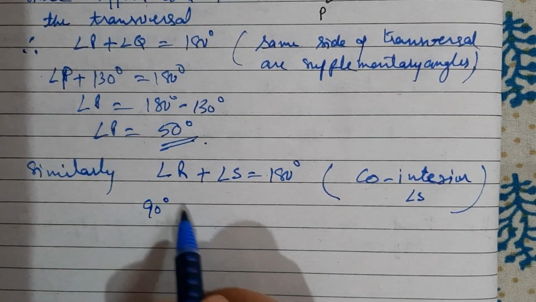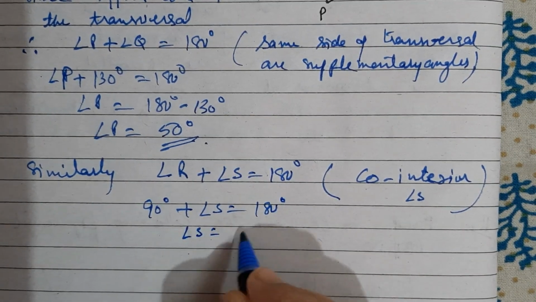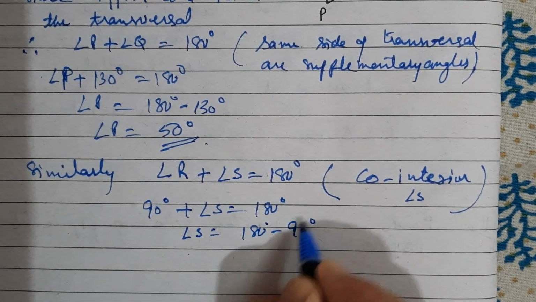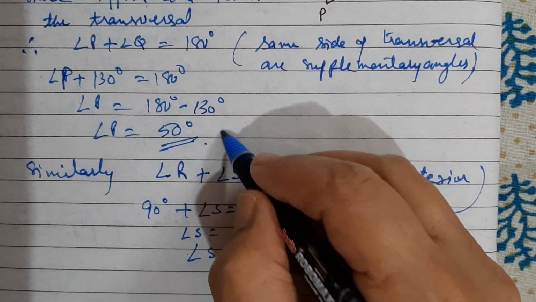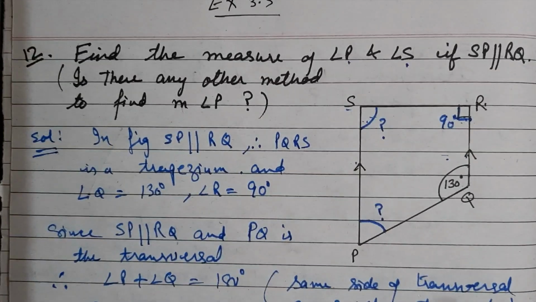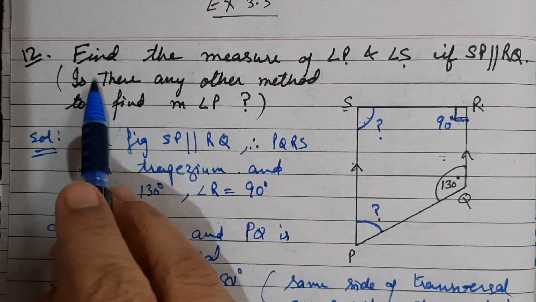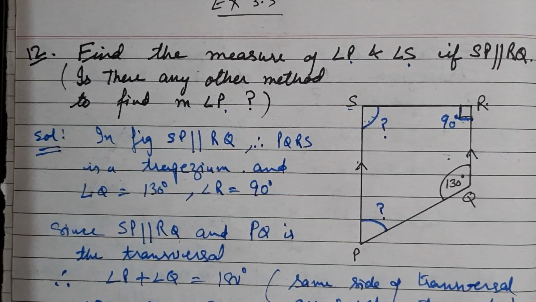Angle R is 90 degree plus angle S is equal to 180 degree. Angle S is equal to 180 degrees minus 90 degree. Angle S is equal to 90 degree. So this is the measure of angle P and angle S. Now in second part, it is asked that is there any other method to find measure of P? Yes, we can find.